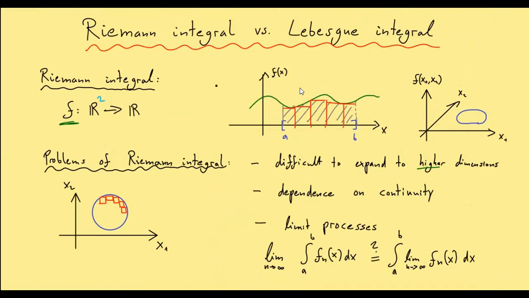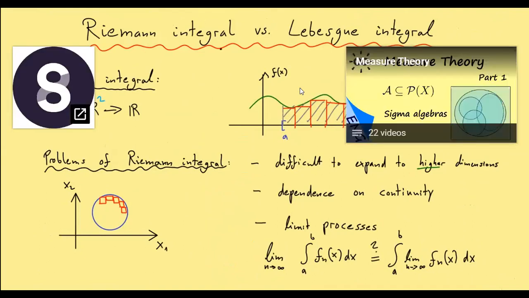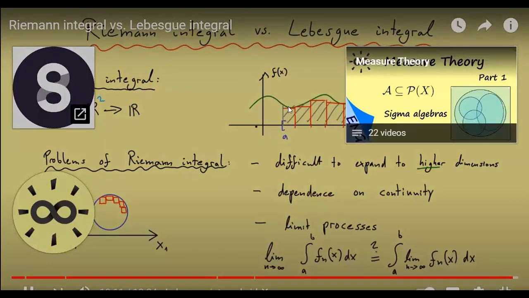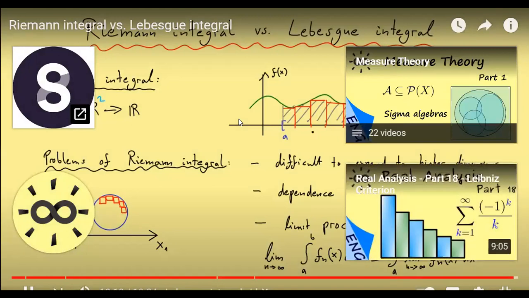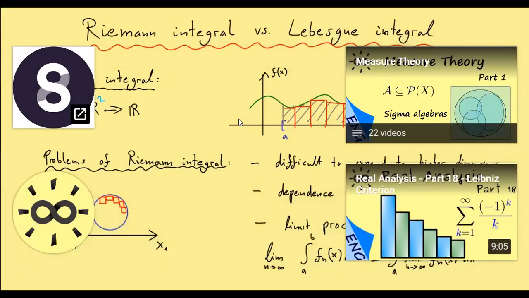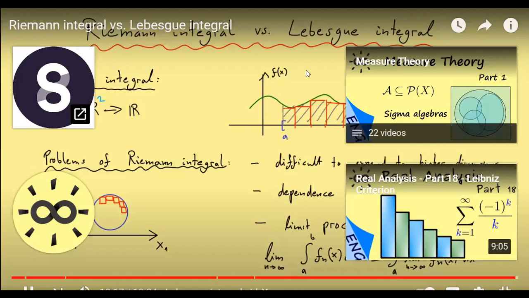Okay, to sum it up, the Riemann integral is a classical notion. It may be easier to understand at the beginning level, but in the end, everyone wants to work with the Lebesgue integral.